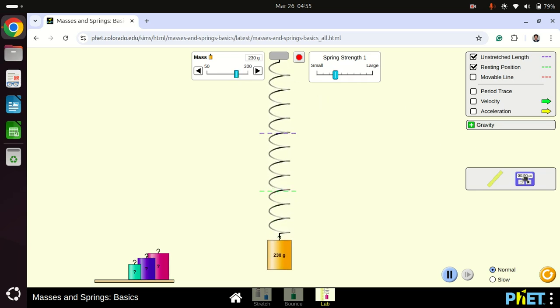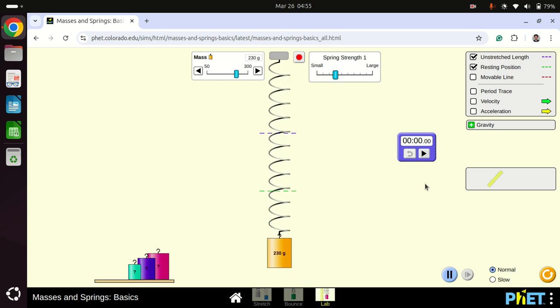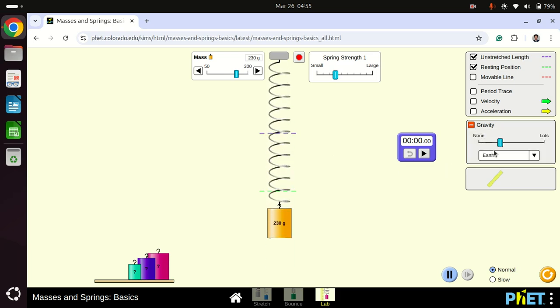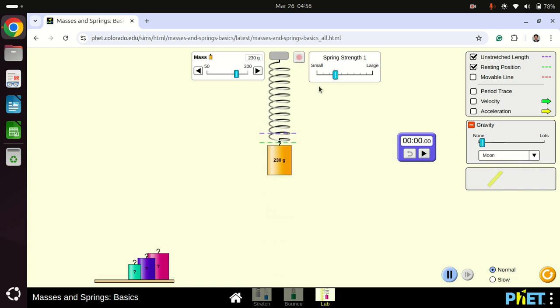You can also check what is the timing required for each oscillation. You can see if we have different types of gravity. Suppose we perform this experiment on moon. I'll stop here and again I will try to start. You can see very small oscillation is there because there is less gravity. Now I will stop this.